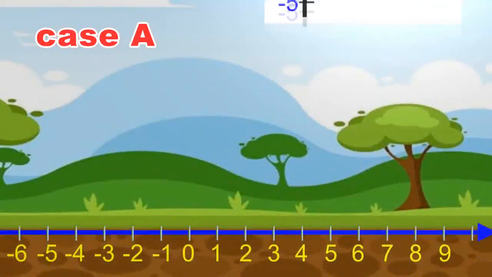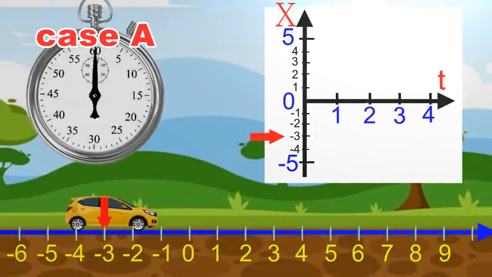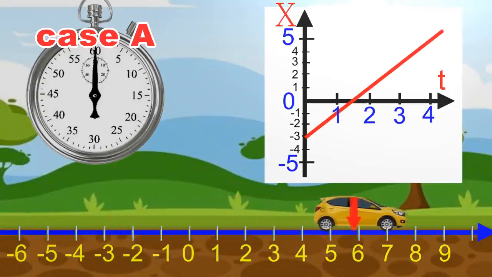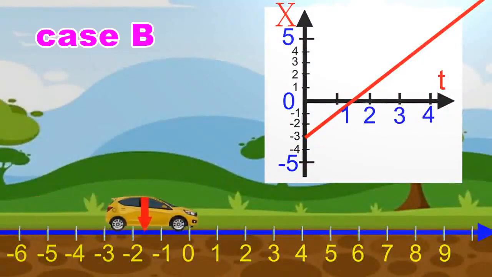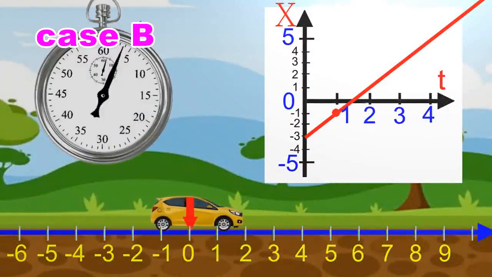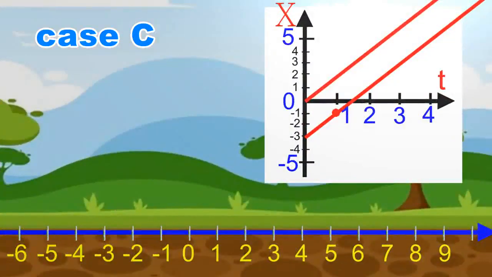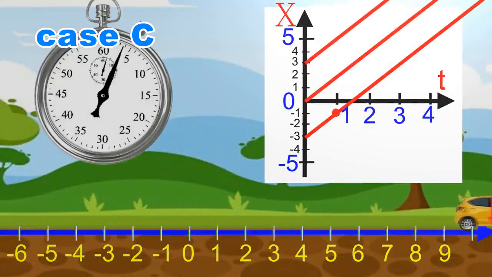Now, let's look at the three modes together in one shape. In case A, when we turned on the stopwatch, the car was in this place. The graph looks like this when the car is moving. In case B, when we turned on the stopwatch, the car was in this place. The graph looks like this when the car is moving. In case C, when we turned on the stopwatch, the car was in this place. The graph looks like this when the car is moving.